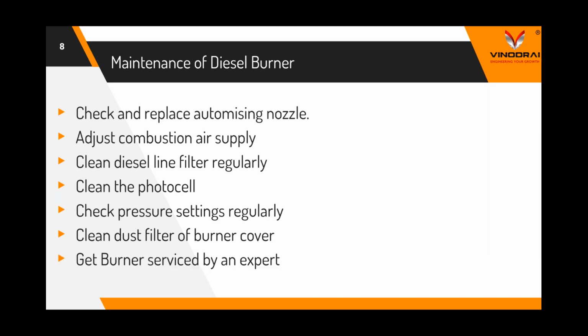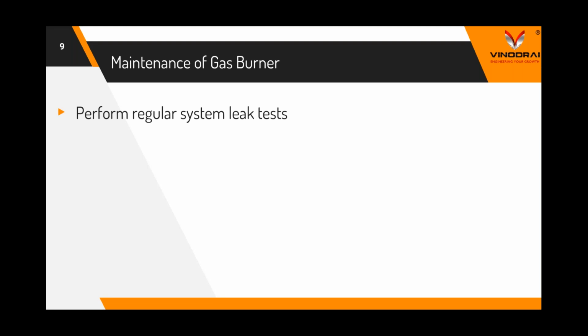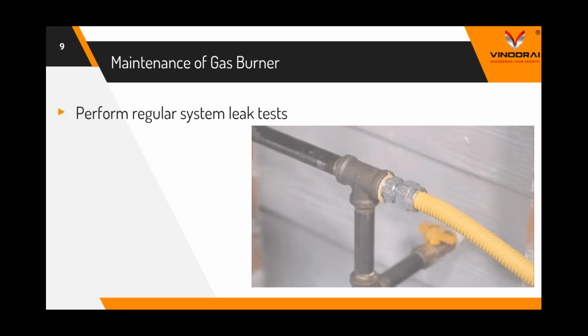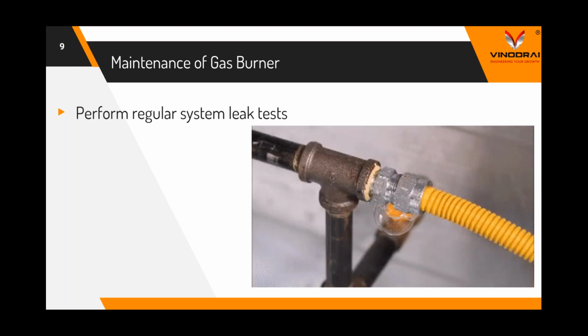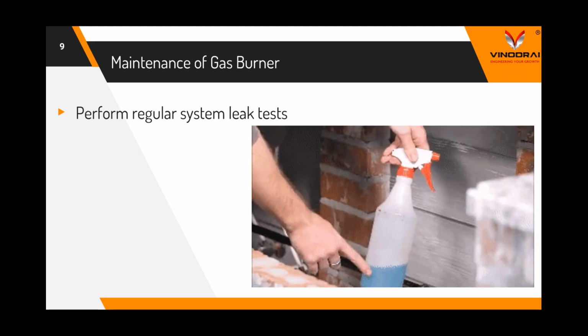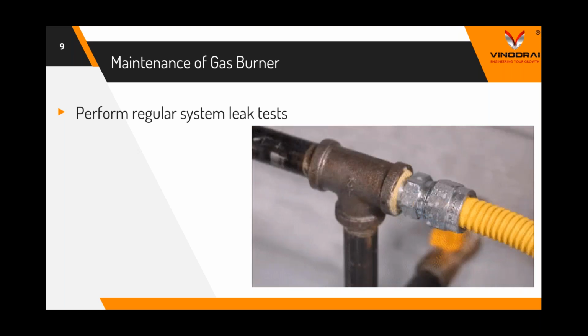Next, get your burners serviced by an expert. Train your person to become an expert, because maintenance of your burner is like having an apple a day to keep the doctor away. Now let's move on to gas burners. The best practice for checking system leakage in gas is using a soap water spray, spraying it at the potentially leaking places and at the joints. If there's bubble formation like that in the GIF, you know that there's a leakage, and if there's no bubble, then you are good to go.